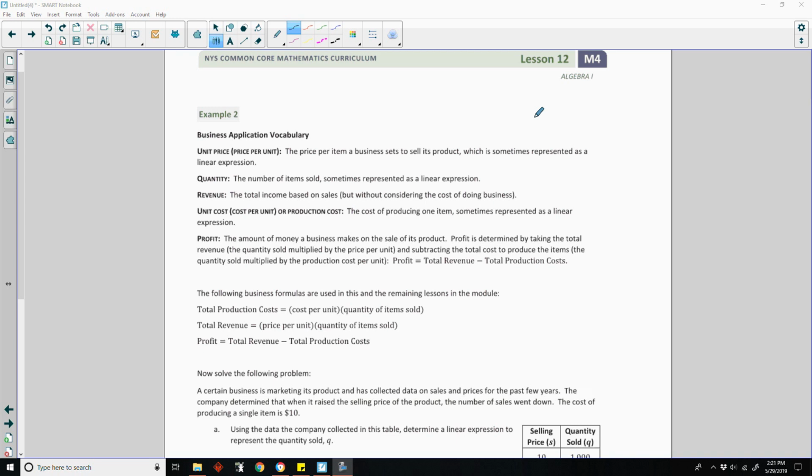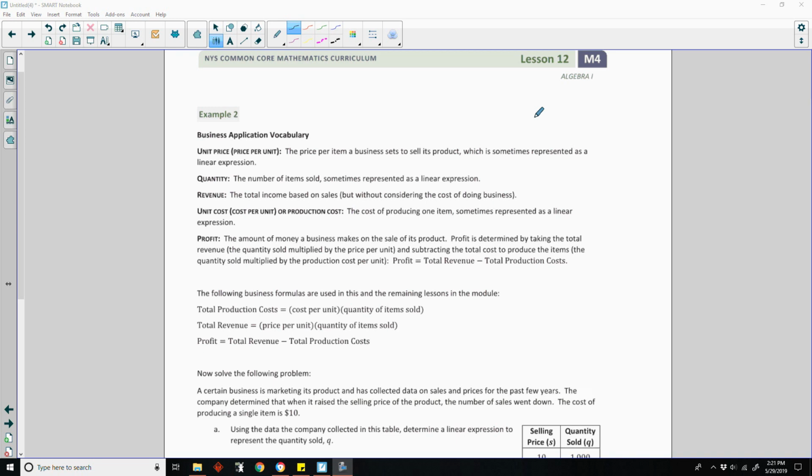Okay, on to page 2. Example 2, business application vocabulary. So let's just go over some vocabulary first in case you aren't familiar with some of these words. Unit price, or price per unit, is the price per item a business sets to sell its product, which is sometimes represented as a linear expression. Okay, unit price. So how much does one item cost?